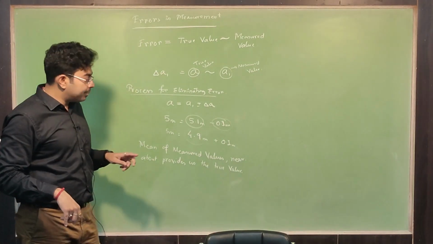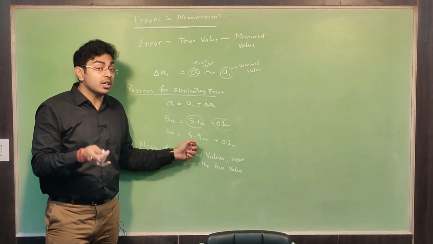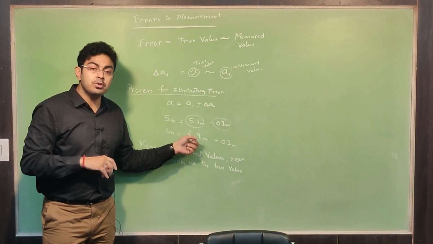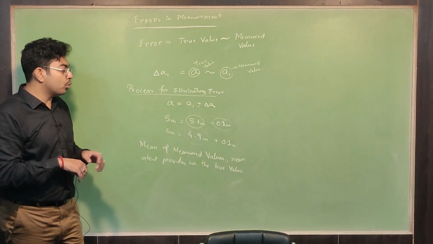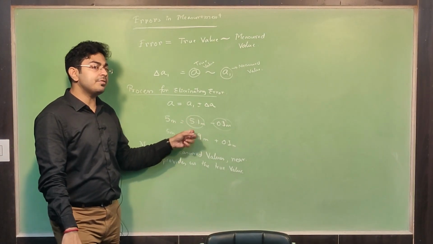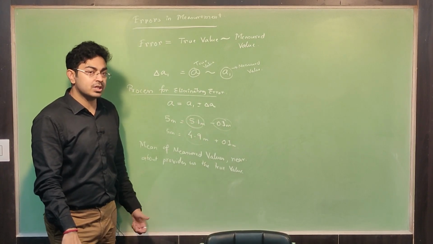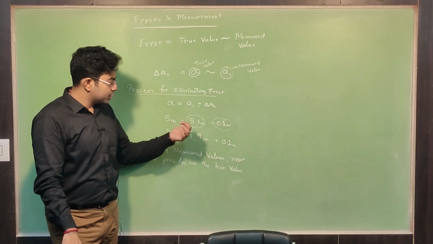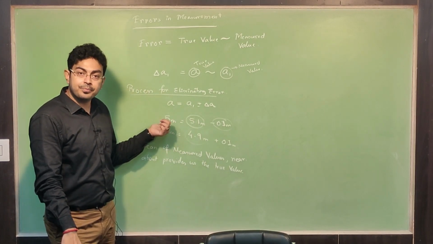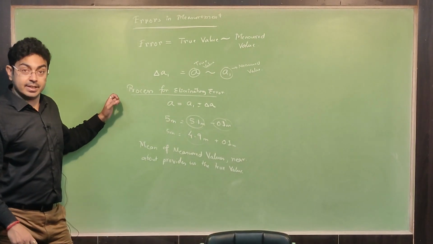Let me just see an example. 5.1, this is a measured value. 4.9, this is a measured value. Are these true values? Not at all. If you add them, how many readings have I taken? 2. 5.1 plus 4.9, you are going to get 10. Divide by 2, you are taking the mean, so you are going to get near about the true value. Got it? This is how we eliminate errors.